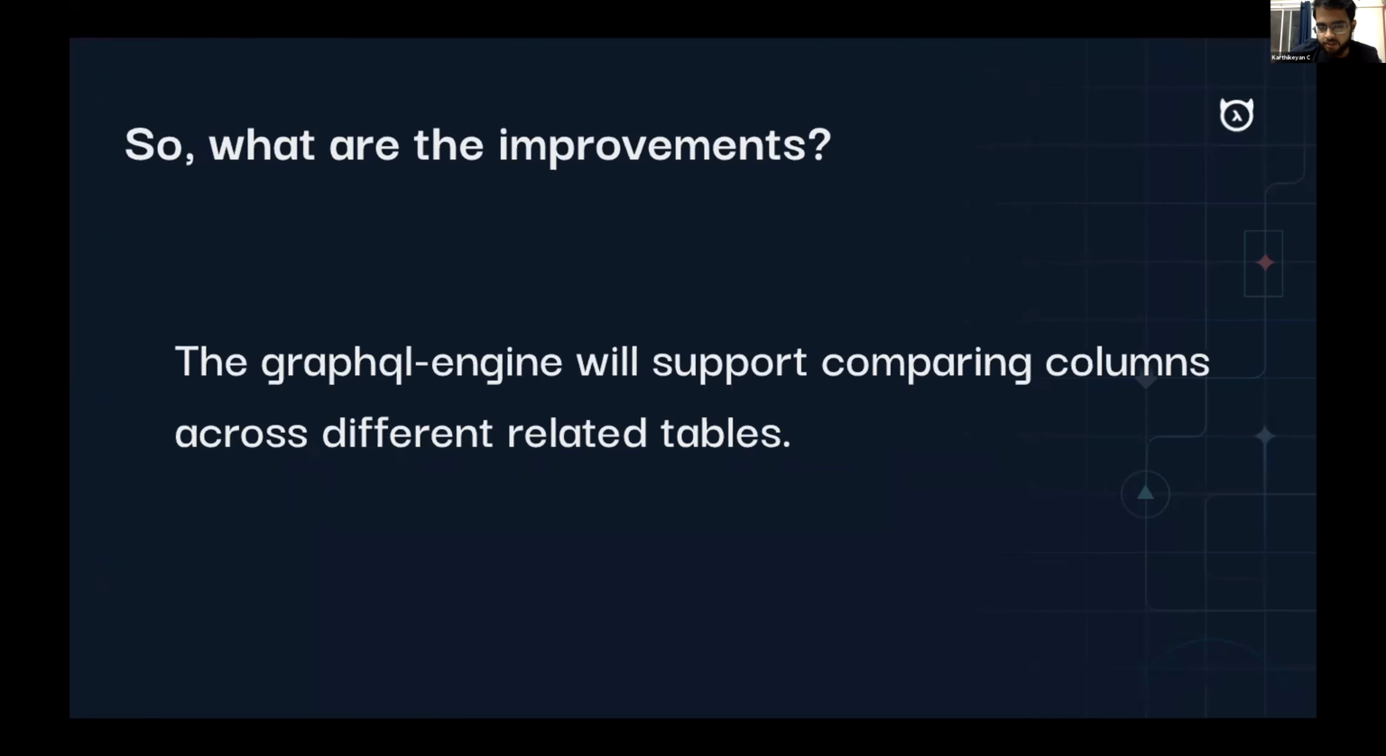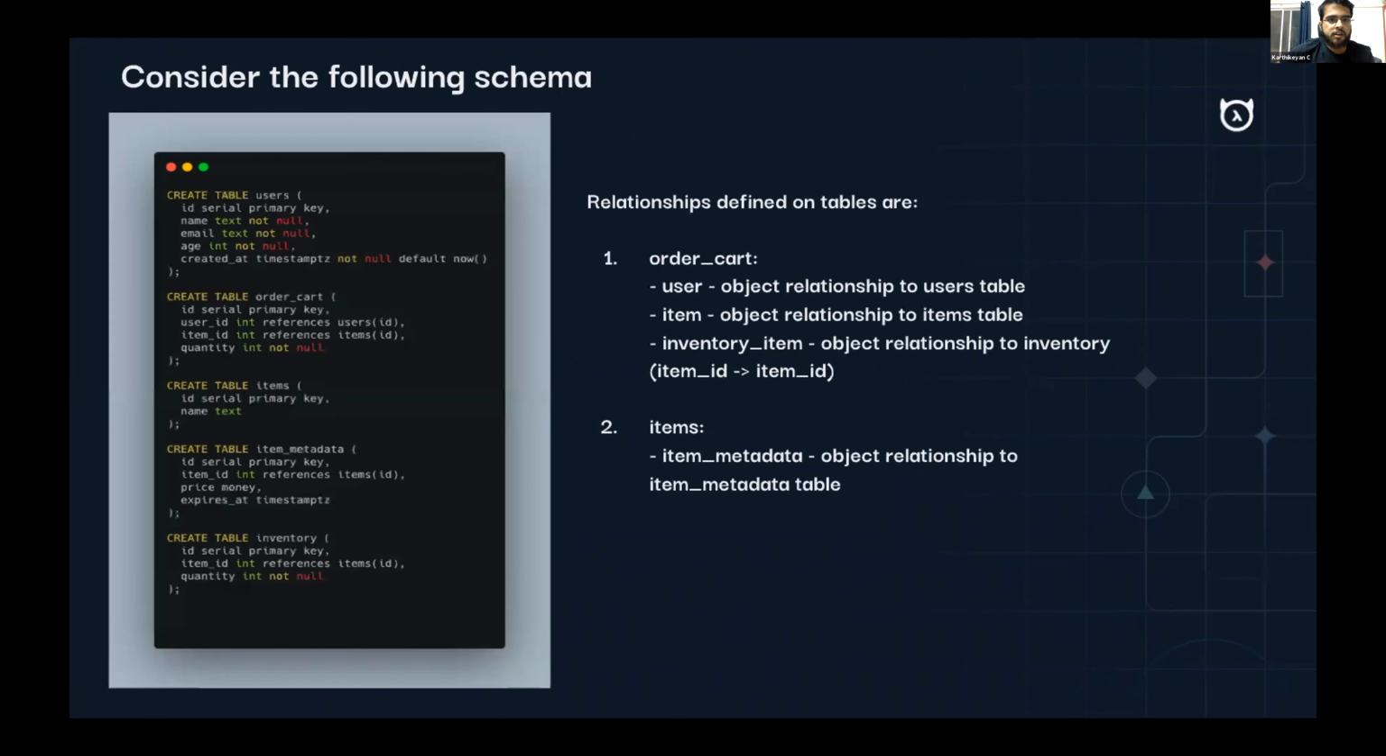I'll be explaining how we'll be doing this. Let me take an example. Consider the schema. There are five tables: users, order cart, items, item metadata, and inventory, and this Hasura instance is running on this database. There are some relationships defined on some of the tables. The order cart has three relationships, and the items table has one relationship.